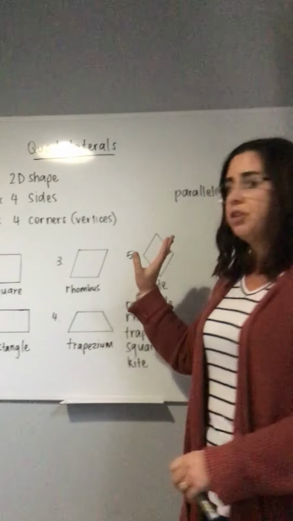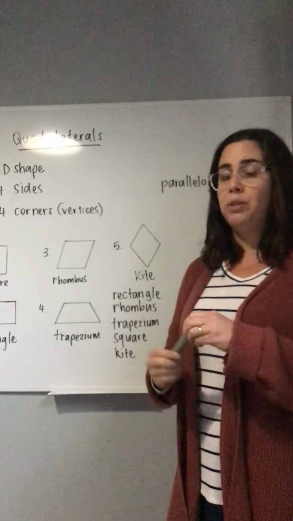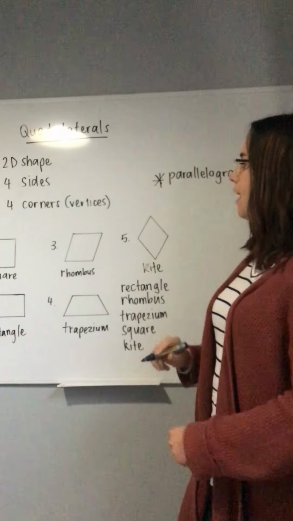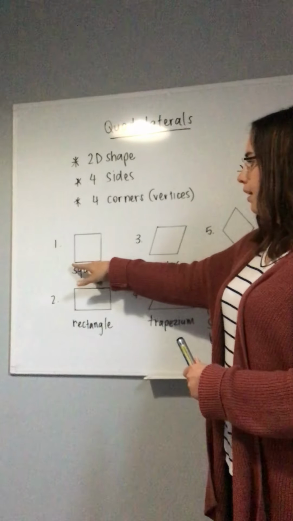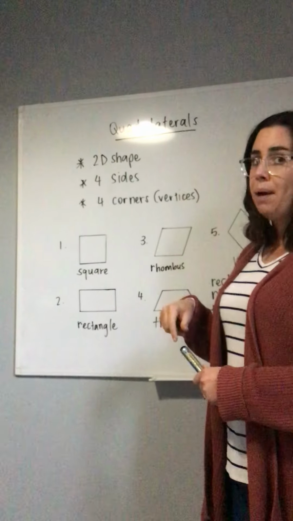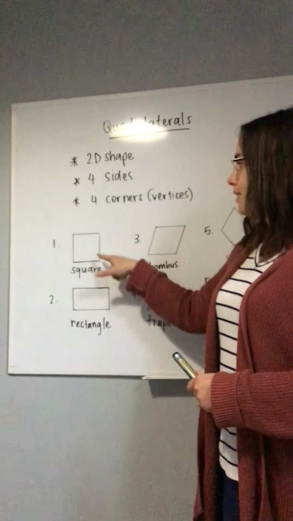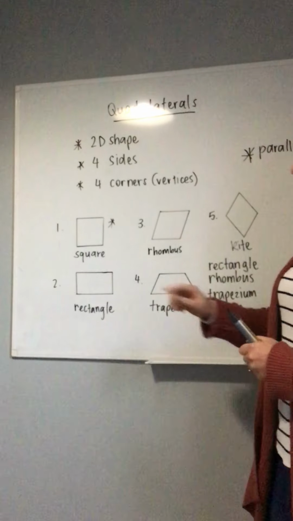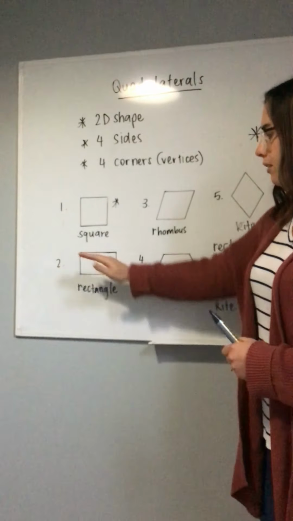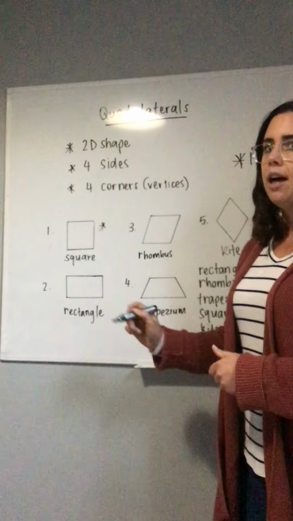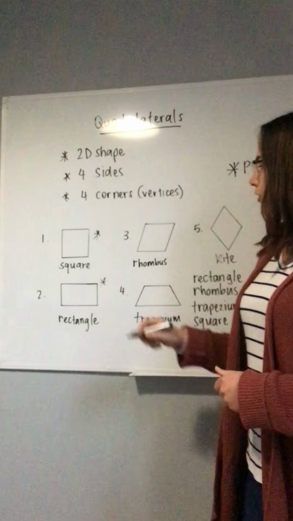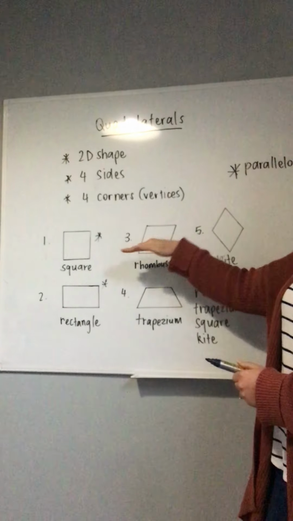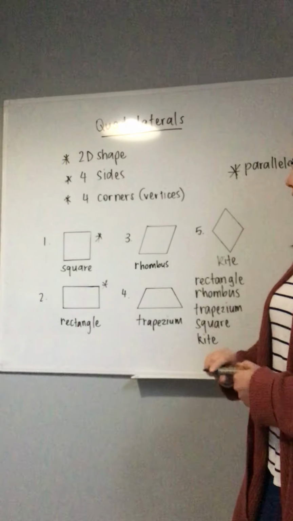So let's have a look at our quadrilaterals and let's make note of which ones are parallelograms. So I'm going to do a star next to this. Now, a square. The bottom line and the top line are parallel and the side lines are both parallel. So that is a parallelogram. Same with a rectangle. We've got bottom and top parallel to each other and the 2 side lines. So parallelogram. Rhombus is the same. So the top and the bottom are parallel and then the side 2 are both parallel.